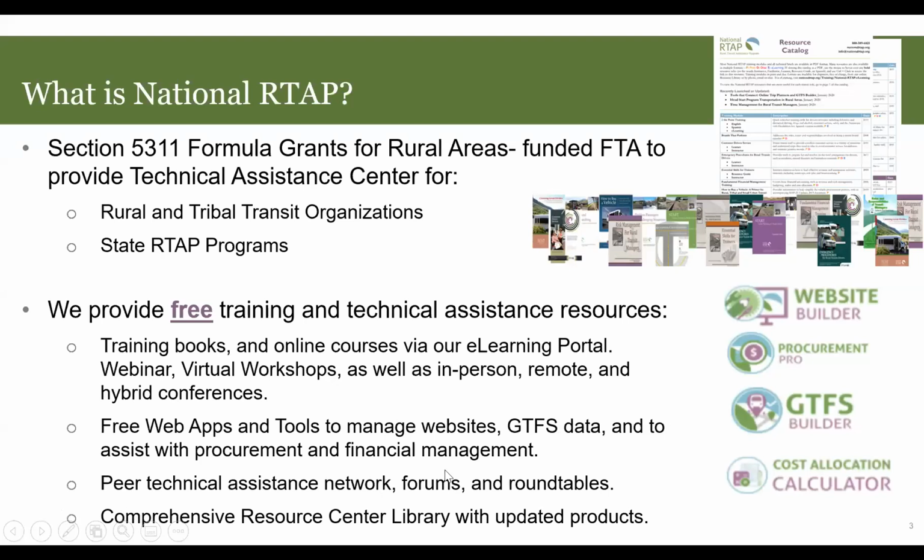For those of you who don't know about National RTAP, we provide technical assistance and training. Our trainings are available to anyone, but they're focused and scaled to rural and tribal operators. All of our things are free, and we actually have a cost allocation calculator on our site. So if you are so excited by cost allocation that you think, how can I make it even better for me? You can go to our site and find out more about our cost allocation calculator.